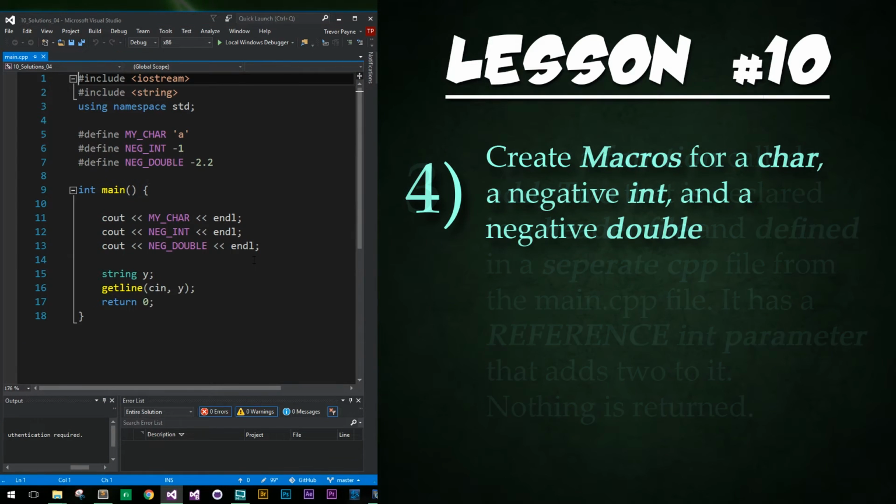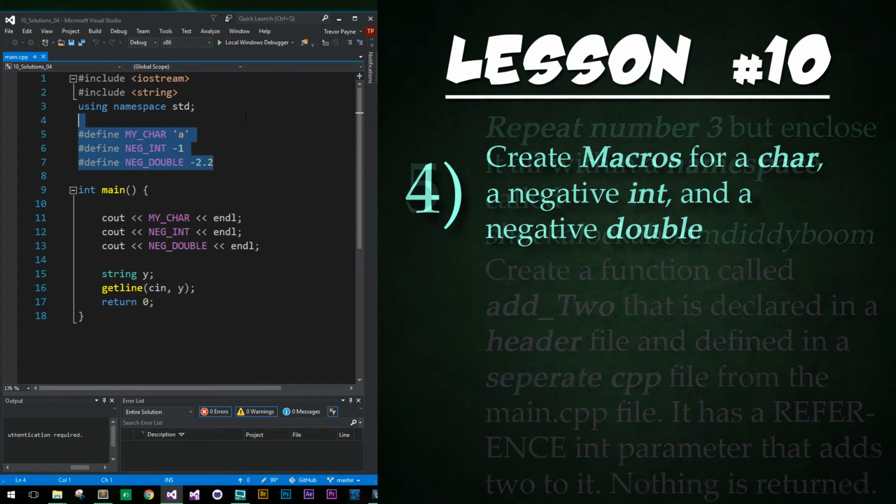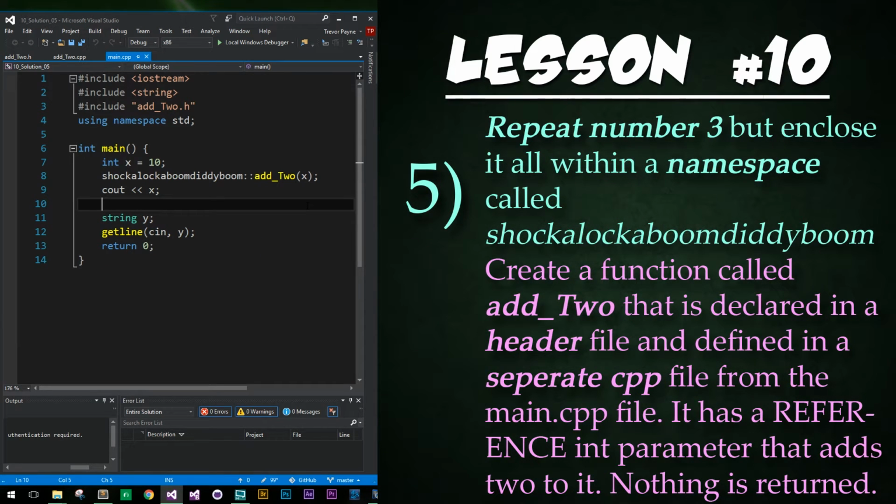It worked. Number 4 says create macros for a char, a negative int, and a negative double. And here we have them declared up above, and then we just simply output each of those. Just that simple. Number 5 says repeat number 3, but enclose it all within a namespace called shakalaboom diddy boom.